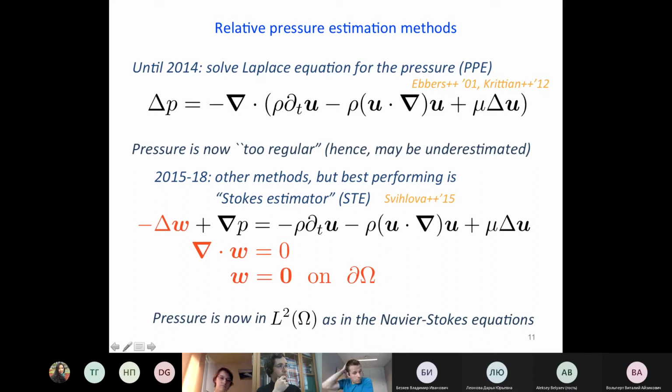A good thing, which we believe partially explains why this works better, is that the pressure in this context is back in L2, which is the natural space in the Navier-Stokes equation. So you can try to catch higher, more important pressure gradients than you can with the other method. Of course, you then have a larger problem to solve, but it is still a linear Stokes problem, which is very manageable, even on a laptop, for the normal spatial resolutions that images currently have.